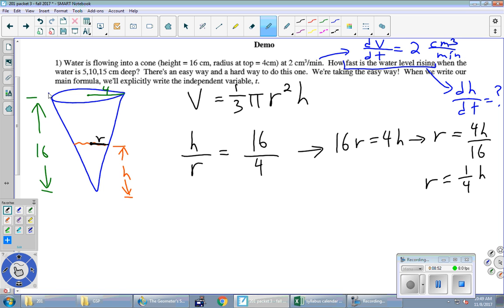Okay, so that is the thing we will substitute into our original volume equation. So this now becomes V equals 1/3 pi, and then I'm going to put something blank there, squared, times h. I've left that blank where the r used to be. What are we putting for r? 1/4 h. So that goes right inside the parentheses.